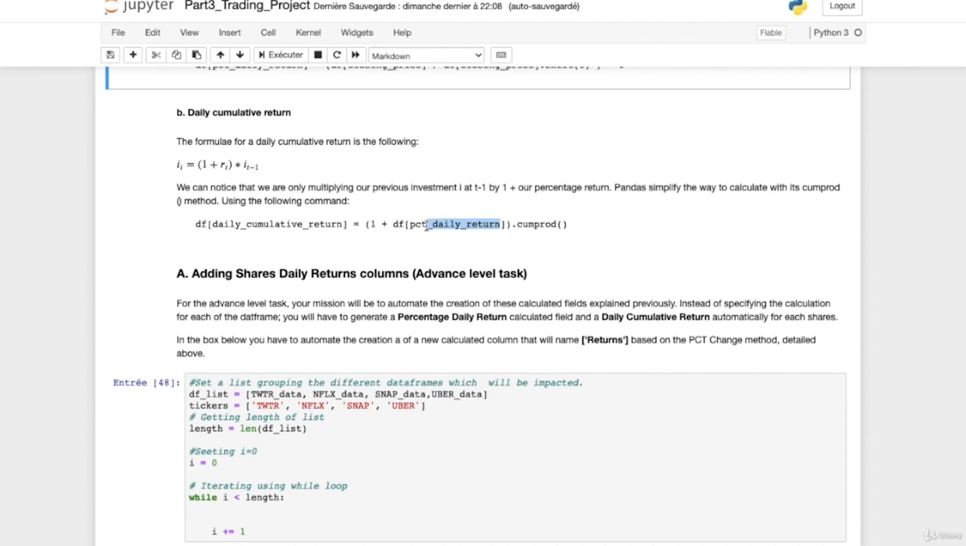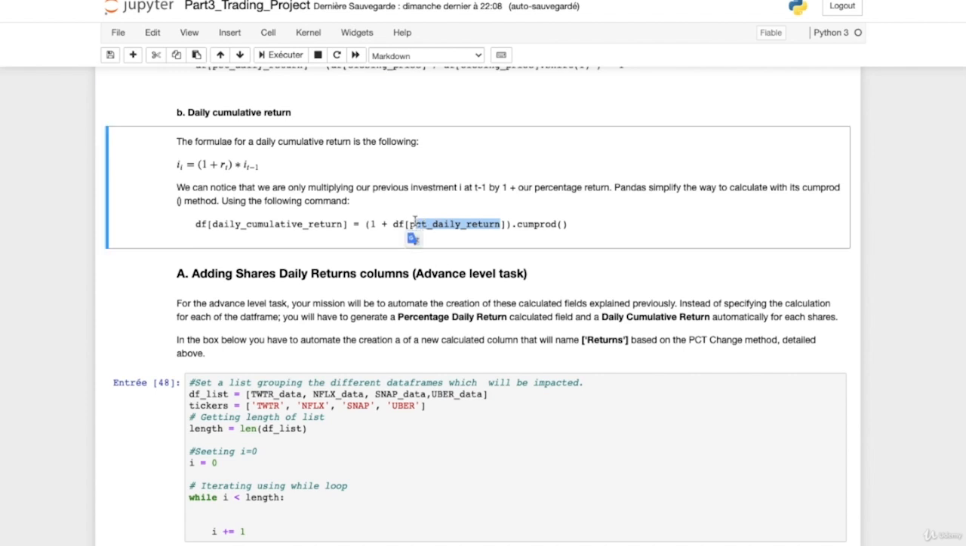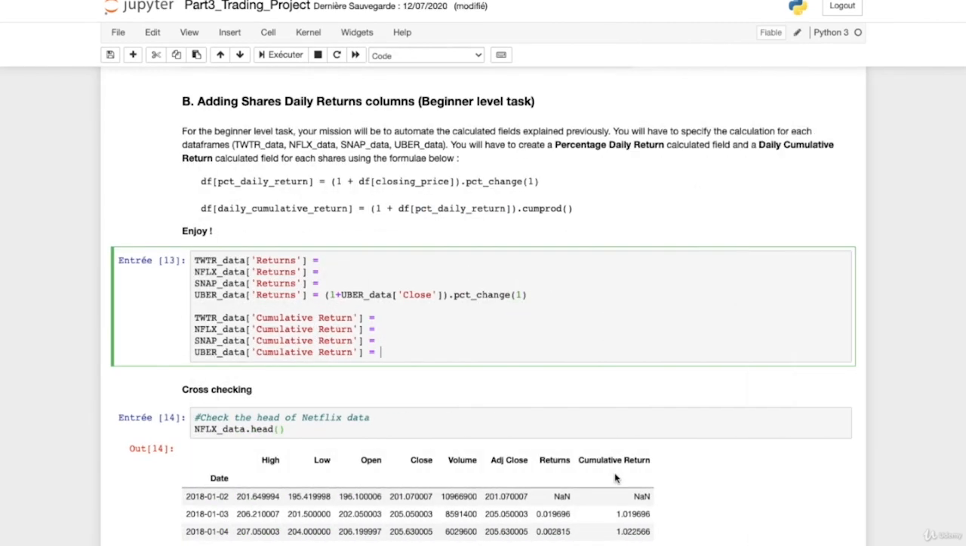That will be the percentage daily return column .add(1) plus this percentage .cumprod, and that will bring you your daily cumulative return. Concerning the beginner level task, the first task that will be assigned to you is to implement this calculation into your new data frame, which means you are going for each one of the columns for the different data frames. First of all, Twitter, Netflix, Snap, and Uber.